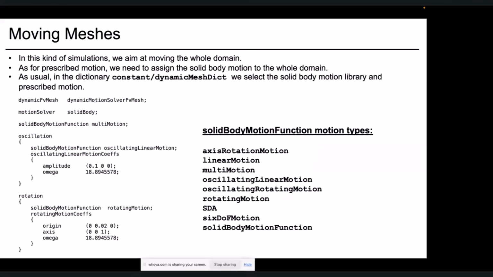For that, our motion solver is solid body, and the solid body motion function is multi-motion, where we can incorporate oscillation as well as rotation with prescribed amplitude, omega, and axis of rotation. All right. And what are the other types of solid body motion functions available? It can be axis rotation motion, linear motion, multi-motion, oscillating linear and oscillating rotating motion. SDA is the shift dynamics motion, which can give you a 6 degree of freedom approach. Then again, we have a separate 6 degree of freedom motion and solid body motion function.